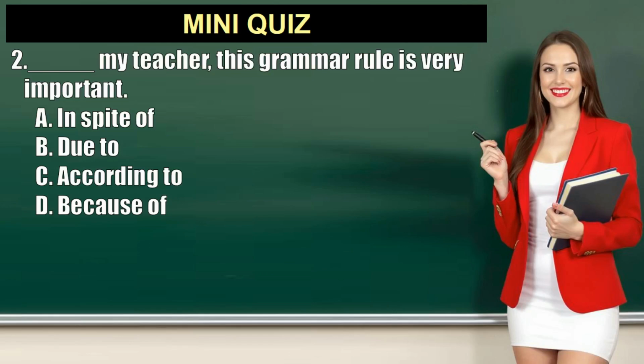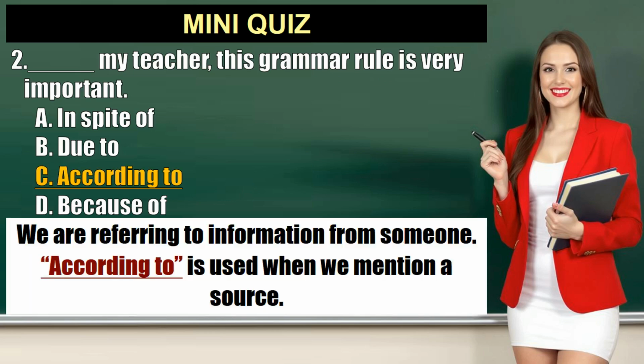Question 2. Blank my teacher, this grammar rule is very important. A. In spite of. B. Due to. C. According to. D. Because of. Correct answer? C. According to. Explanation. We are referring to information from someone. According to is used when we mention a source.